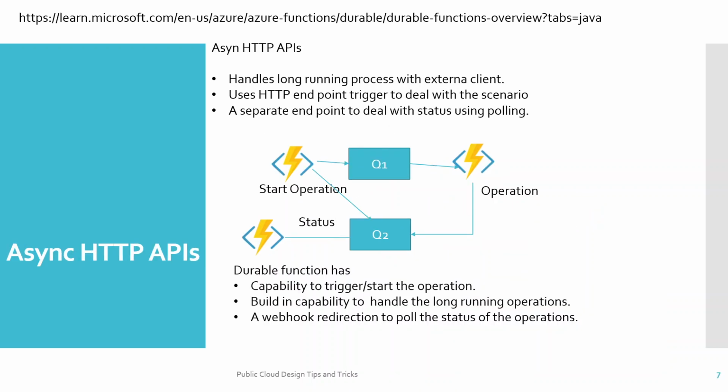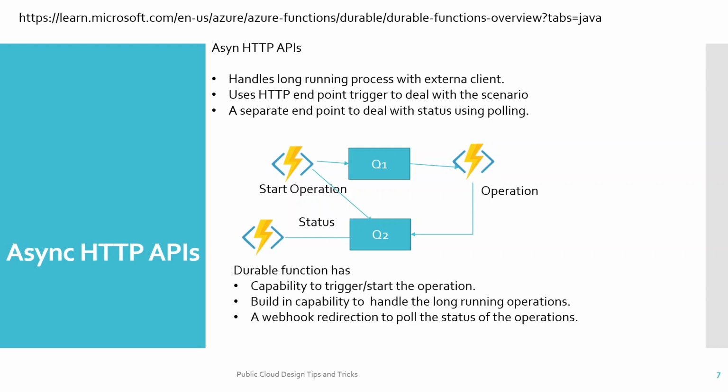Now the third one is async HTTP APIs. What it does is handle long running processes with an external client. So when you have a dependency with an external client to deal with long running processes, this kind of design comes into the picture. It uses an HTTP endpoint trigger to deal with the scenario, and a separate endpoint to deal with the status using a polling mechanism.